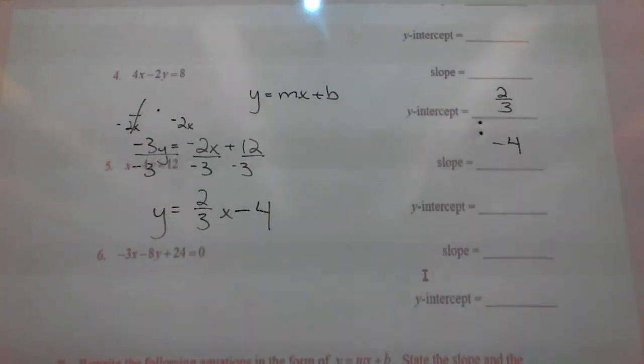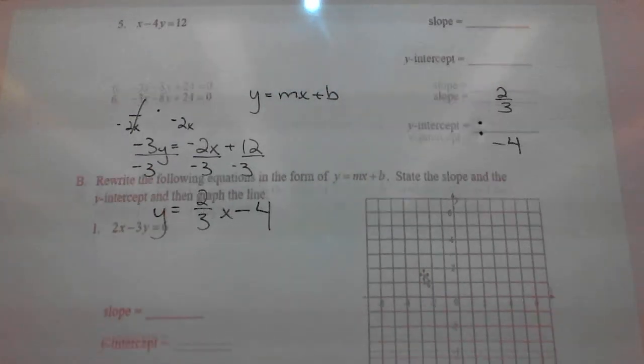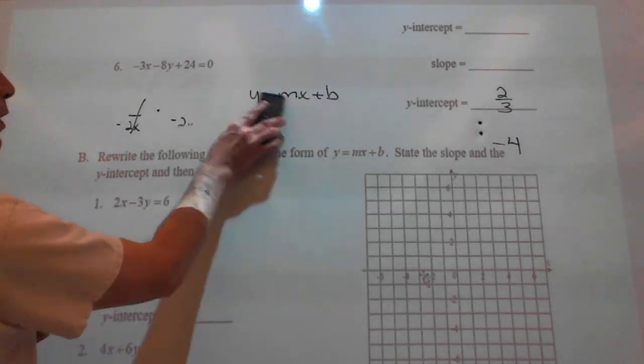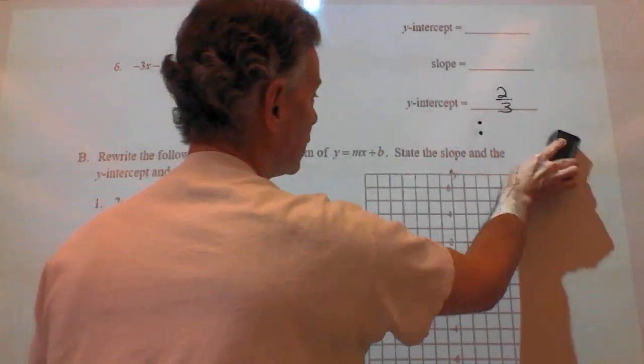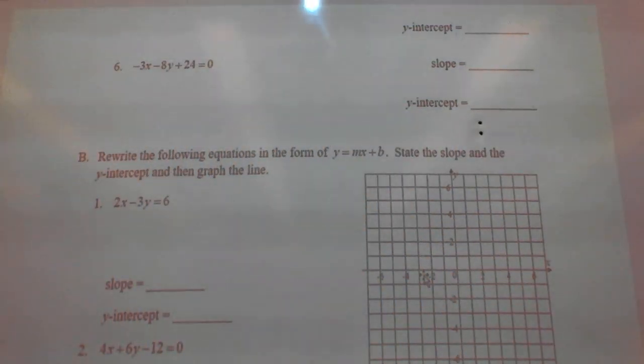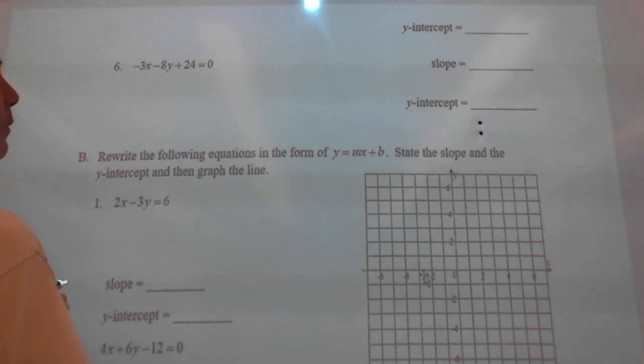We'll do one more of these. We'll do a particularly nasty looking one. We'll do number 6 here. Okay? So, remember, isolate y, and then you'll have your slope and your y-intercept.